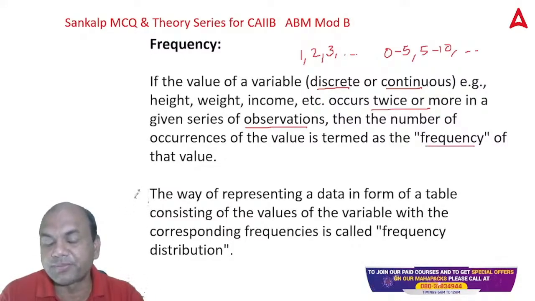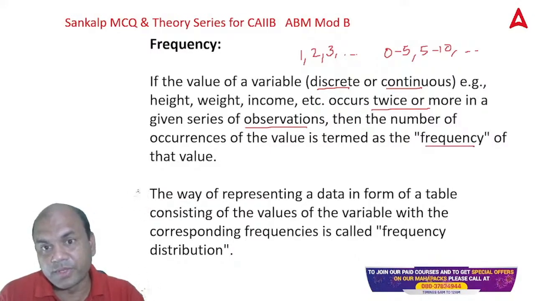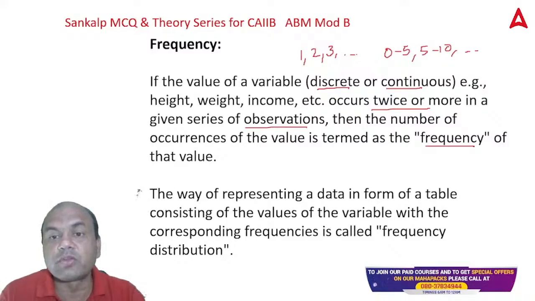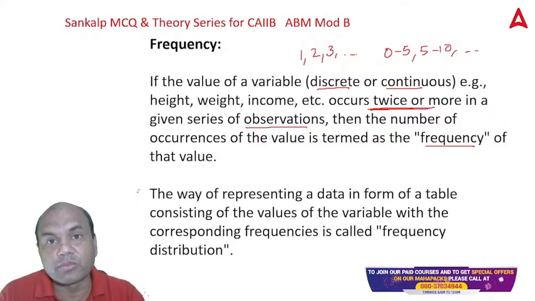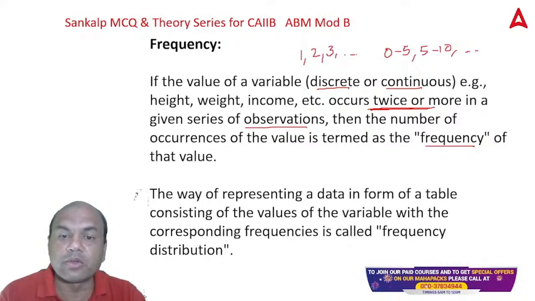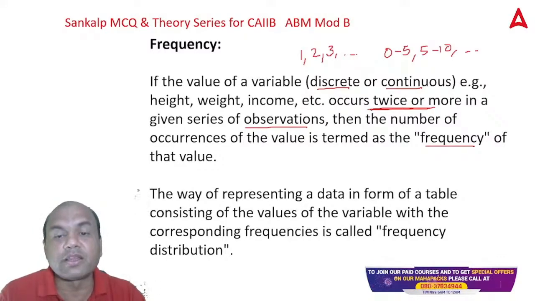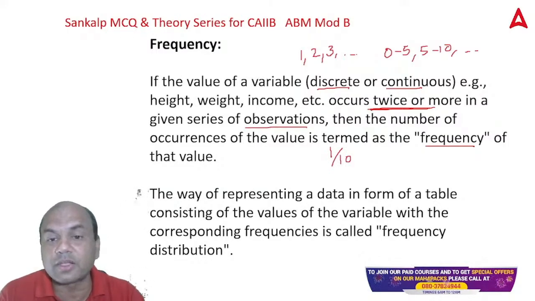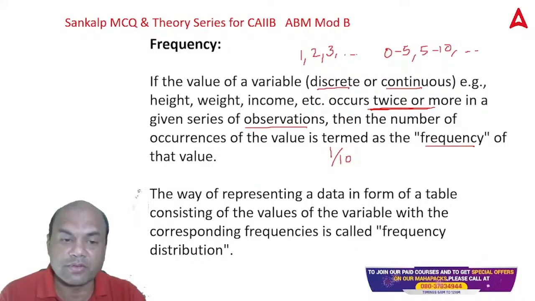then the number of occurrences of the value is termed as frequency. So this is an important definition from the exam point of view. In the exam, this phrase twice or more will be important for you. Anything which appears twice or more will be called frequency. In exams, sometimes you get numericals also. In that numerical, the frequency is 1 upon 10, so that is the frequency, and in the numerical you can write it as 1. But remember, from the definition point of view, occurs twice or more is known as a frequency.